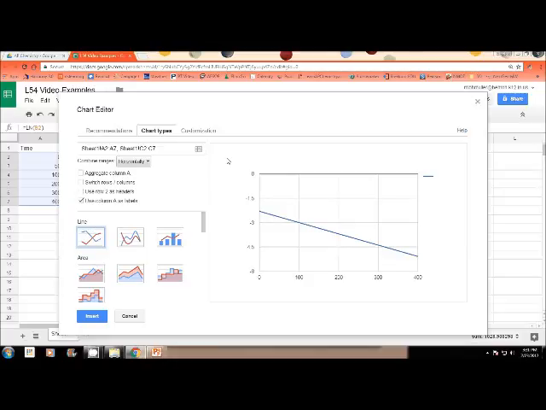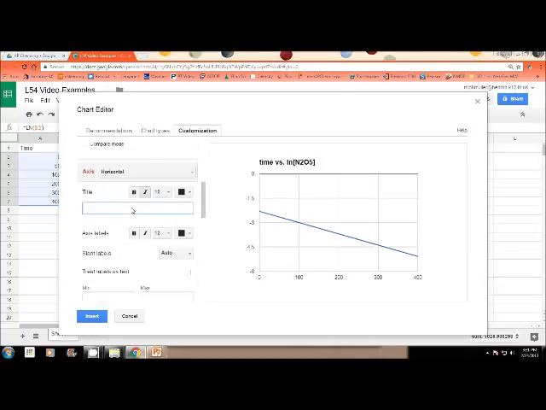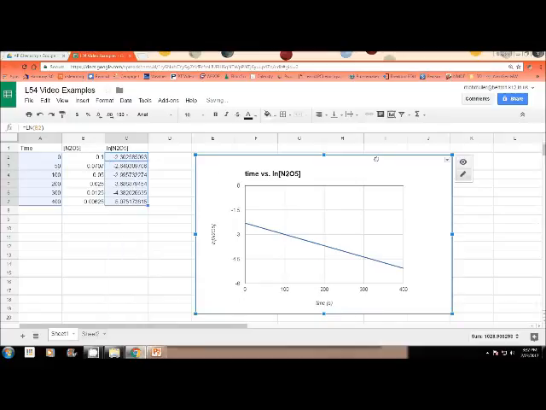Okay, then we need to add a little bit more information so that we know what's going on here. For the chart title, we took time versus the natural log of the concentration of N2O5, just for a nice title. I don't really need a legend because it's just one line. And then I'm going to go down to the axes to label those. The horizontal axis is the time in seconds, and then the left vertical axis is the natural log of the concentration of N2O5. Alright, so that gives us a nice indicator of what we got. So then I'm going to go ahead and insert that in, and I hope that you can see that.